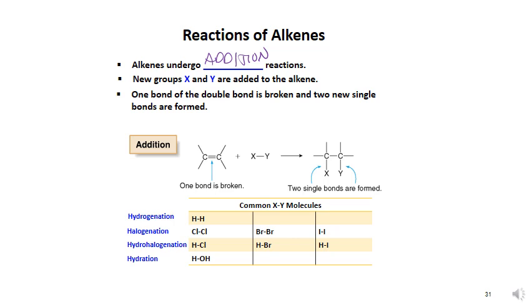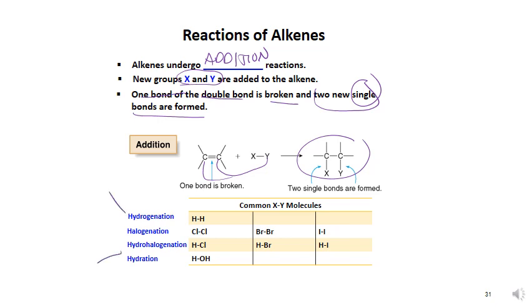Okay, so addition reactions basically add X and Y to the alkene at the double bonds. One bond of the double bond is broken and 2 new single bonds get formed. So we add on X here and Y here. The double bond is gone and 2 single bonds get made. Don't forget, hydrogenation and hydration are different. Remember, hydration is to get hydrated.